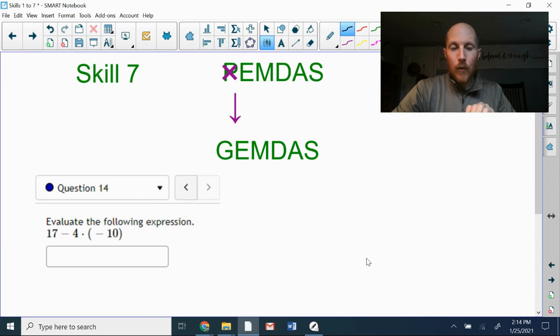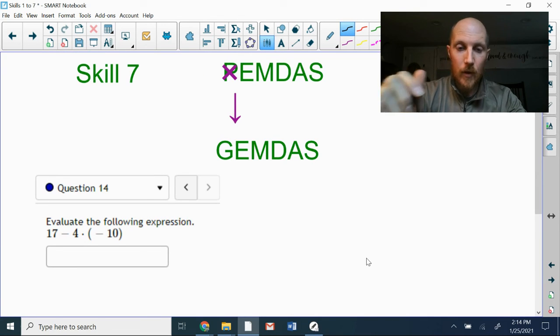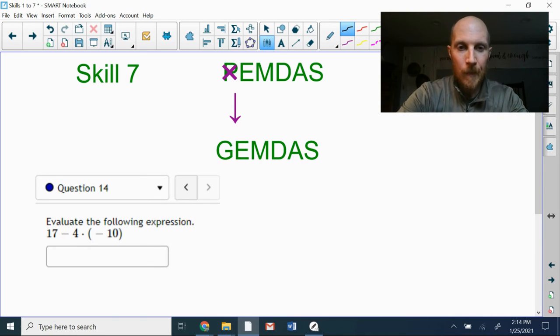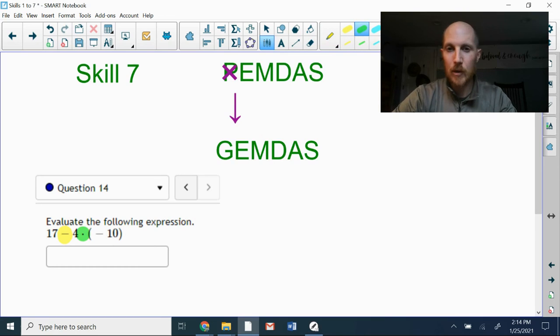Lastly is question number 14. So this is order of operations. We're going to use GEMDAS. And when I look at the problem here, I've got 17 minus 4 times negative 10. The parentheses are just keeping that negative 10, the negative and the 10, attached and separated from the 4, so I don't get confused and think I'm subtracting. So the operations that I'm looking to put in the correct order are that subtraction and this multiplication that I've just highlighted. The negative on the 10 is not an operation. That's just telling you it's a negative number.